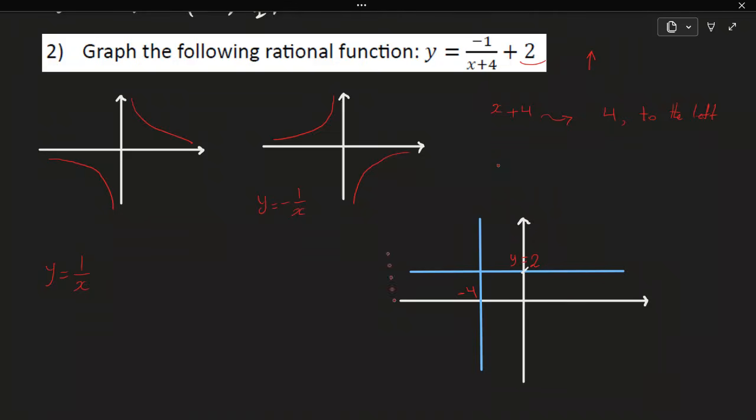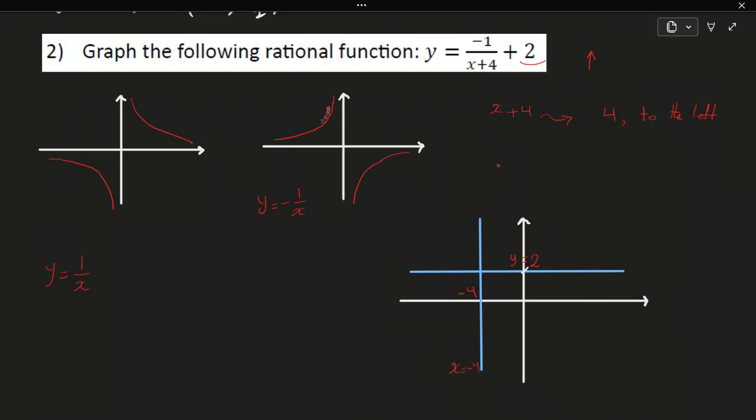So here we have y equals 2 for the 2 unit shift up. It means that the graph which was close to y equals 0 is now going to be close to y equals 2. And the other one, which was close to the y-axis, so x equals 0, is now going to be close to x equals -4. Or we can see that when x plus 4 is 0, it means that x is -4, so x equals -4 is the vertical asymptote. So we have the vertical asymptote x equals -4 and the horizontal asymptote y equals 2.